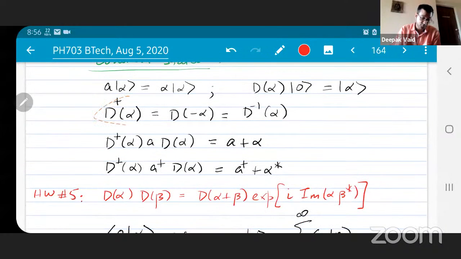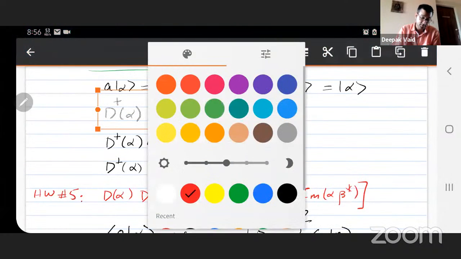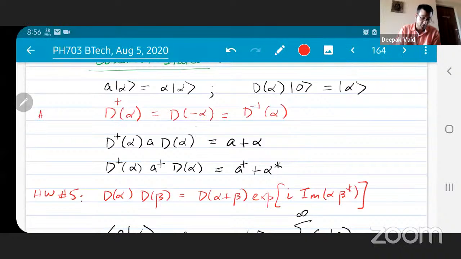And this also you should prove explicitly. So again, these two identities I leave for you to prove.